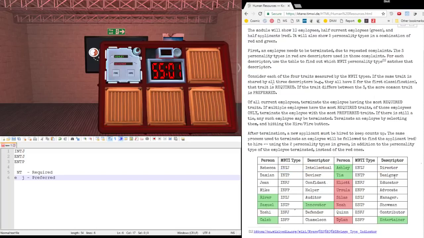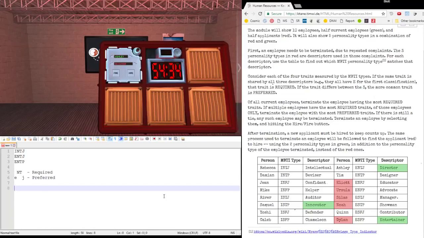We don't need any of this anymore. We don't need these anymore. Now, Ashley is the one we fired. So you'll notice for the greens we only have 2 descriptors by default, but the person that we fire gives us our third one. So since we fired Ashley, Director becomes a preferred trait now. So let's look at our 3 preferred traits.